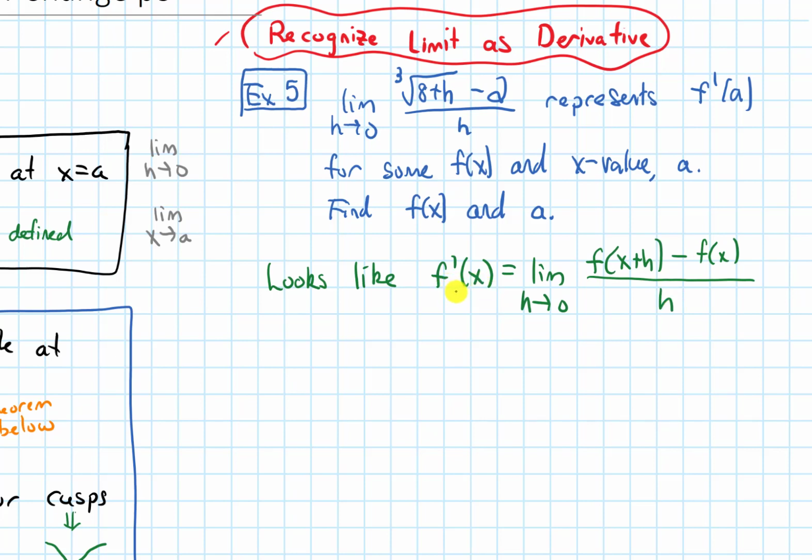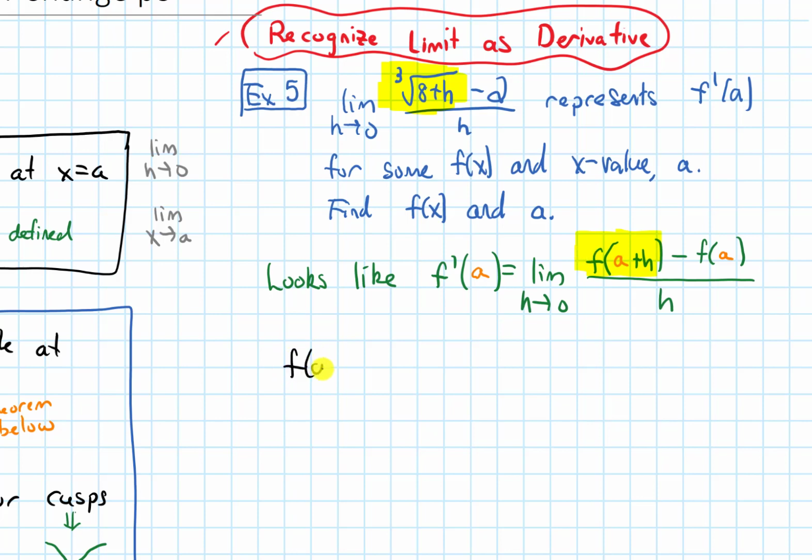The one thing that I'm going to slightly tweak about this is, in the problem it tells me I want the derivative at some specific x value a. So I'm going to replace all of these x's by a. So let's go ahead and write an a in for all of those x's. Now if we match up some of the corresponding parts, I see that in my limit, this first term kind of matches up with the f of a plus h. So let's write those down.